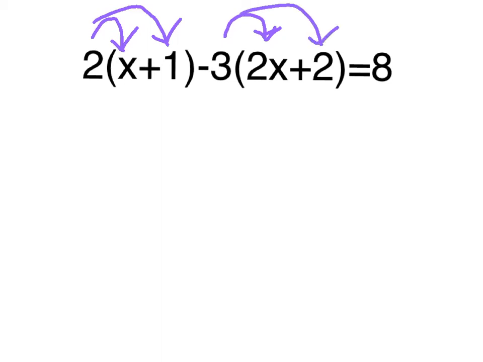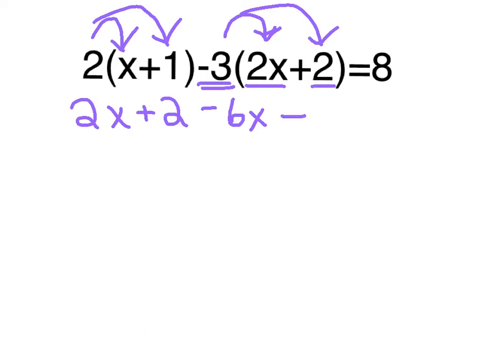All these purple arrows mean multiplication. 2 times x is 2x. 2 times 1 is positive 2. Negative 3 times 2x is negative 6x. And negative 3 times 2 is negative 6. We didn't do anything with the 8 yet, so that still equals 8.